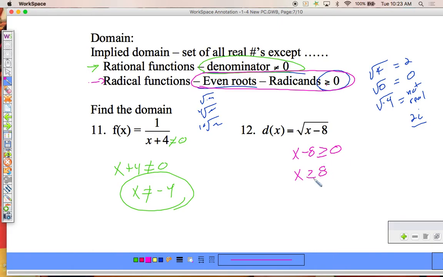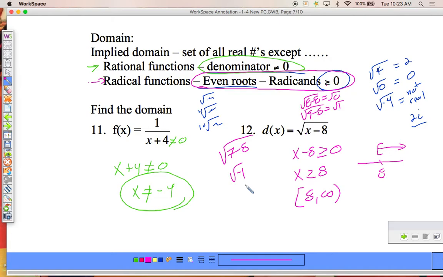If I want to write an interval, I do bracket 8 comma infinity parentheses, because this would be that graph. So I can put 8 into here. That's the square root of 0. I can put 9 into here. That's the square root of 1. But I can't put 7, because that's the square root of negative 1. So I can put in 8 and any number larger than 8. So what's underneath an even root has to be greater than or equal to 0.